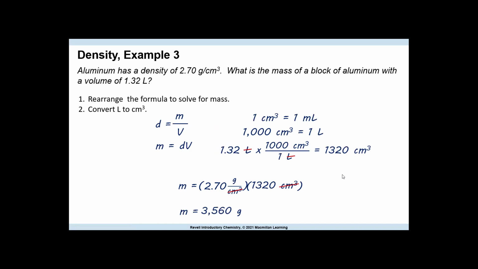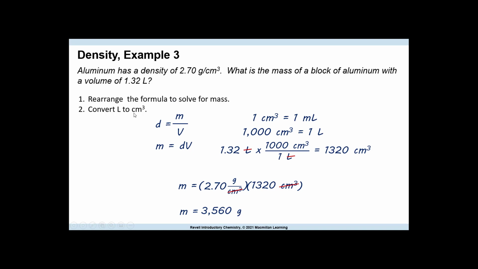And aluminum has a density of 2.70 grams per centimeter cubed. What is the mass of a block of aluminum with a volume of 1.32 liters? Okay, so let's break this down. Rearrange the formula to solve for mass. So we want mass, so here we rearrange it.